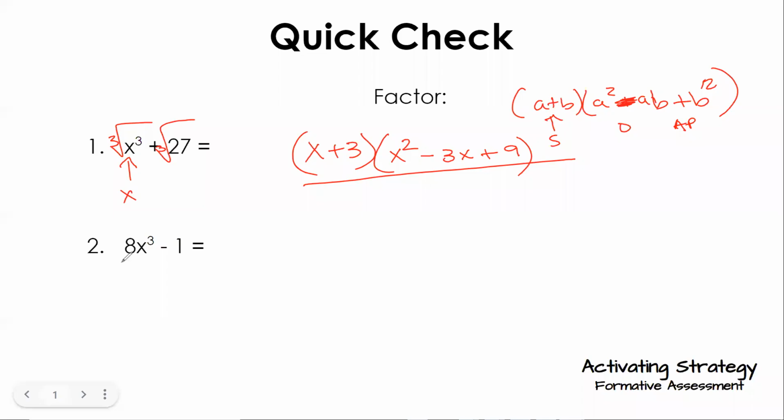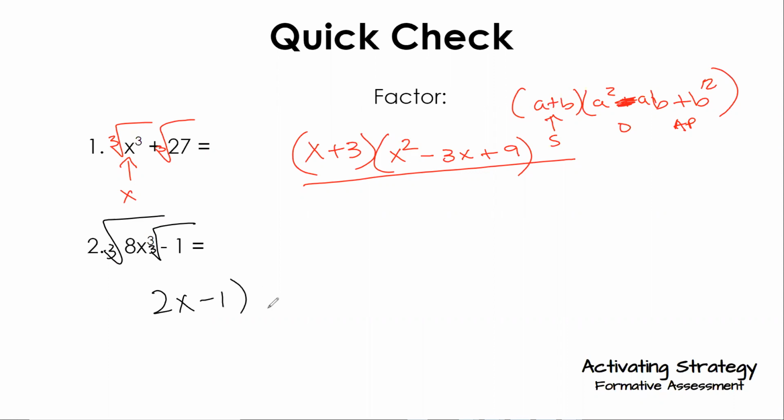On the next one, we're going to do the same thing. What is the cubic root of 8x cubed? 2x, right? Because there's that x there. Okay, what is the cubic root of -1? Close, it's -1. Okay, it does matter.